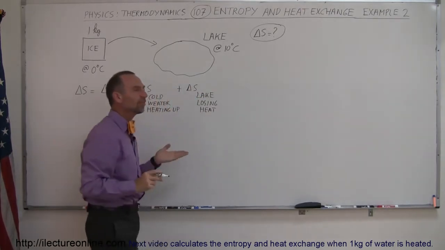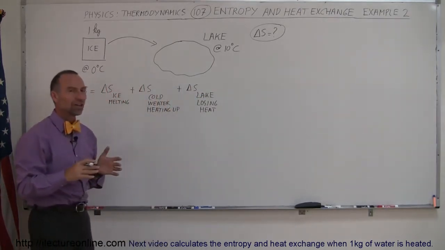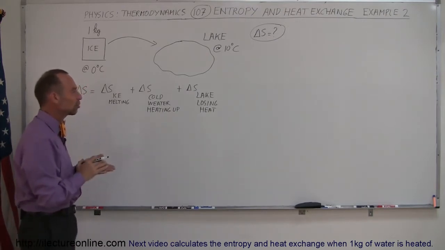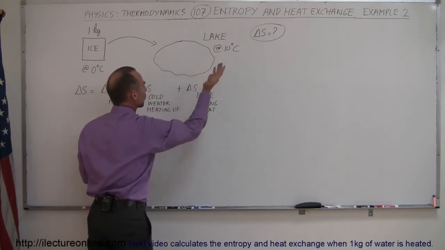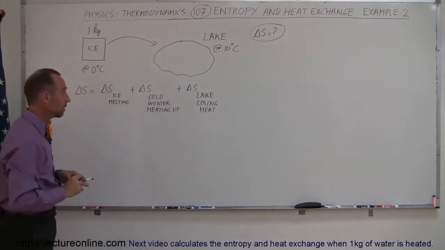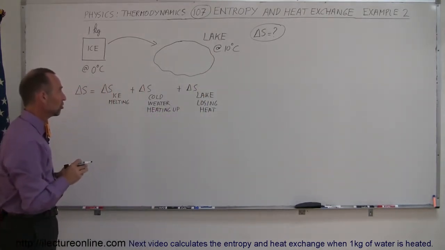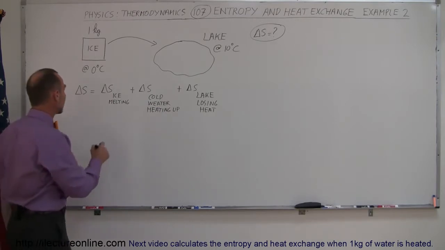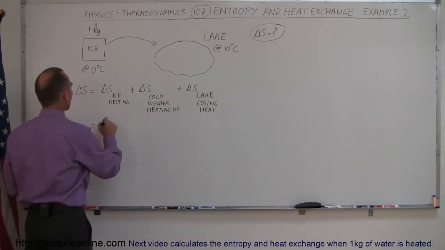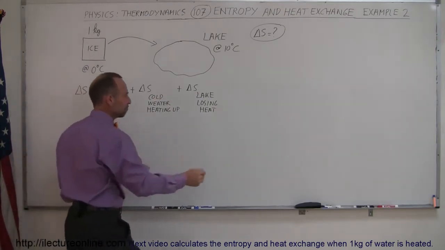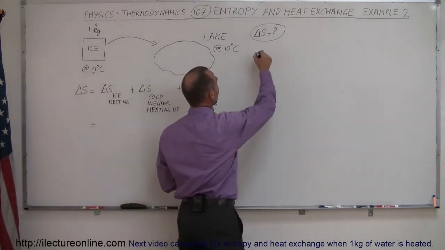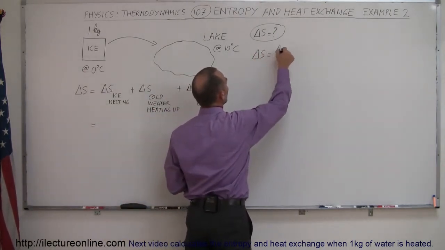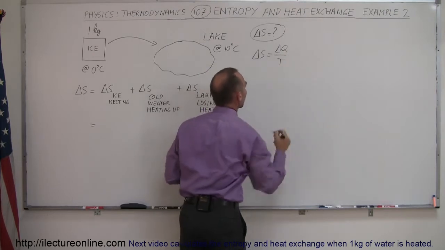Now what we could probably say is that since the lake is so large, the lake will not change in temperature, so we can just simply say that the lake is losing heat at this temperature and be done with that part. All right, so this is a pretty good approximation of the change in entropy. Let's now go ahead and put the equation down. So this is going to be equal to the delta Q over T. Now, matter of fact, I probably don't need to go through that step because we already know that by definition delta S is equal to the change in heat at the temperature at which it happens.